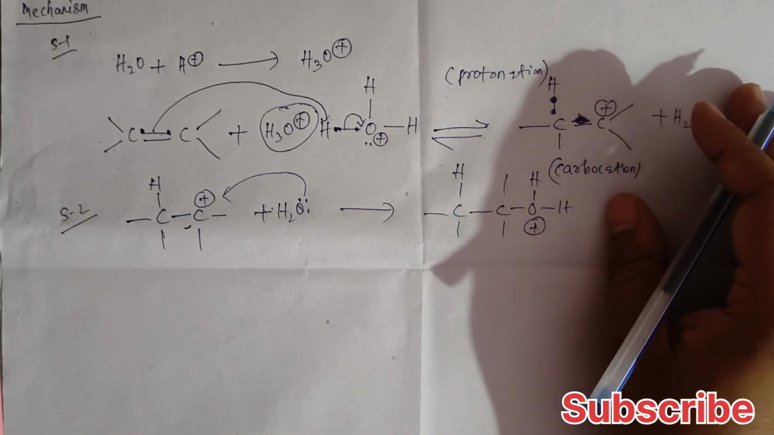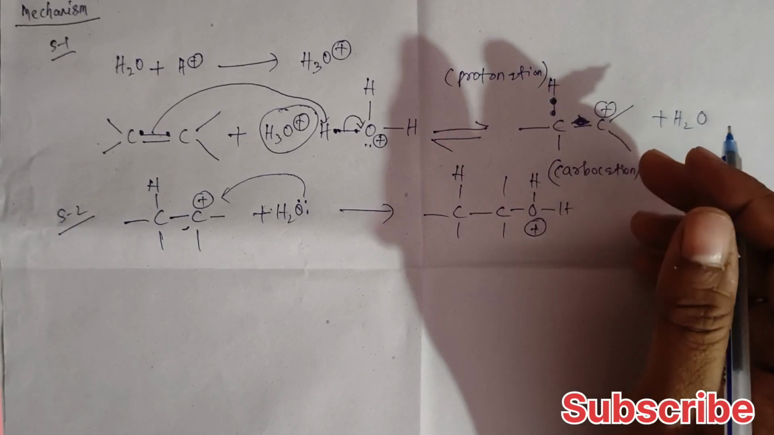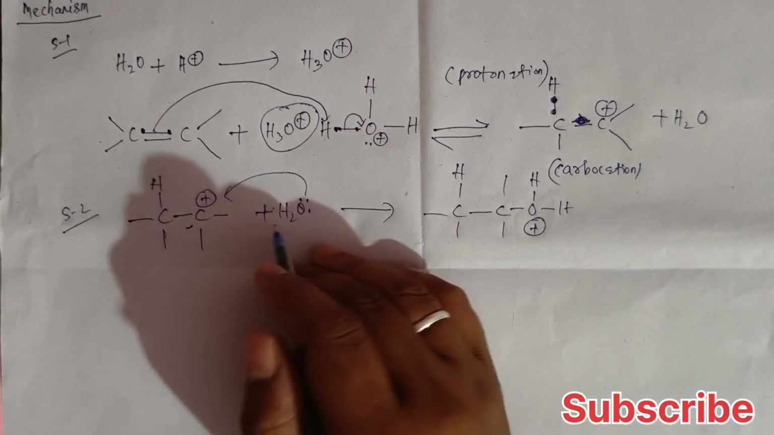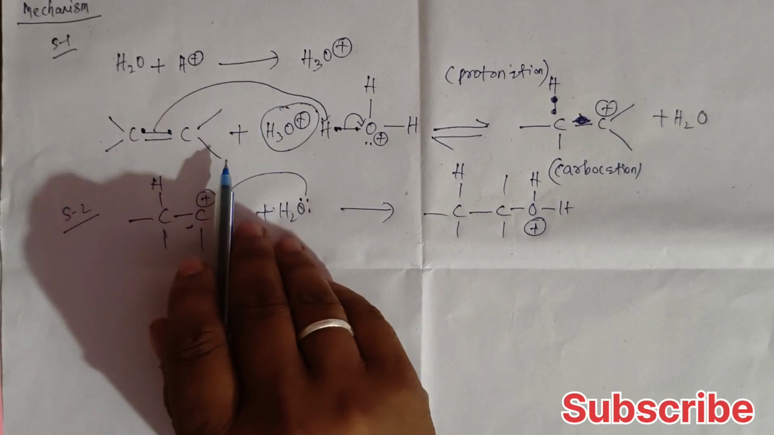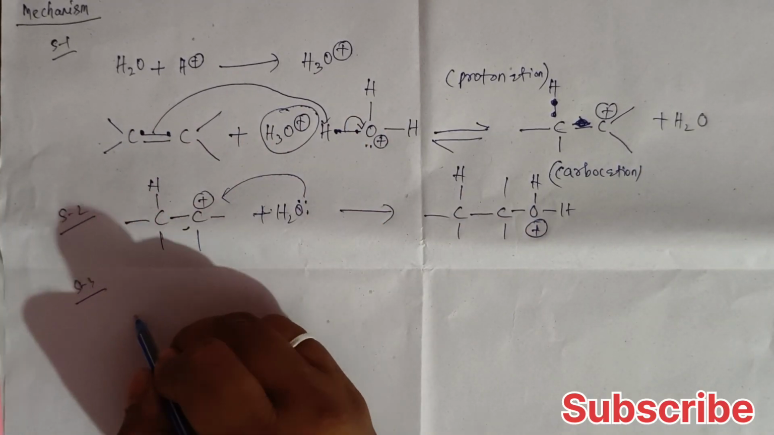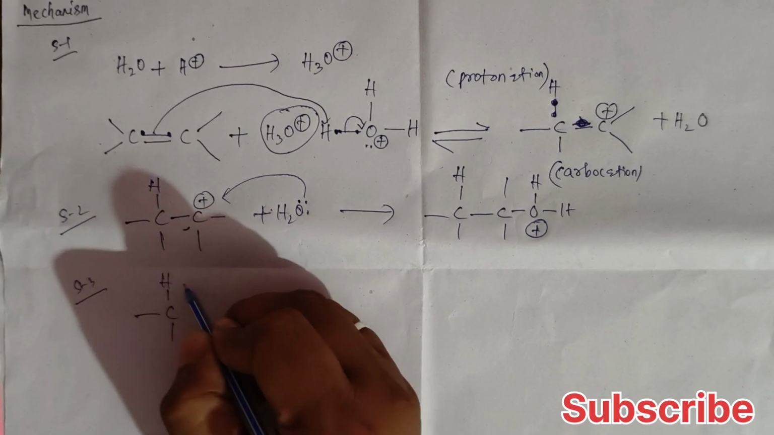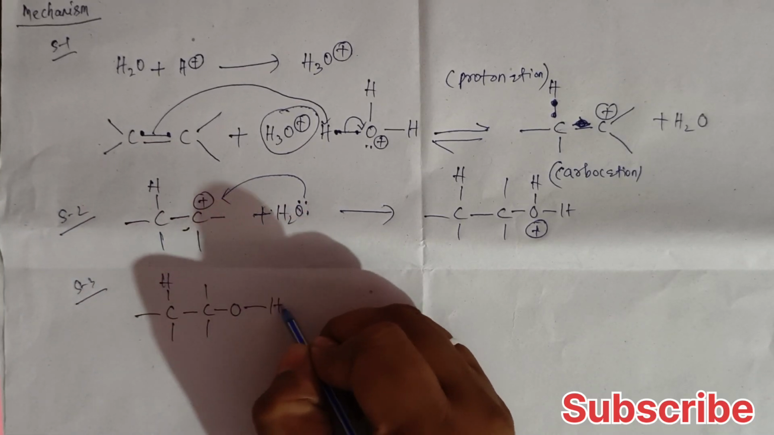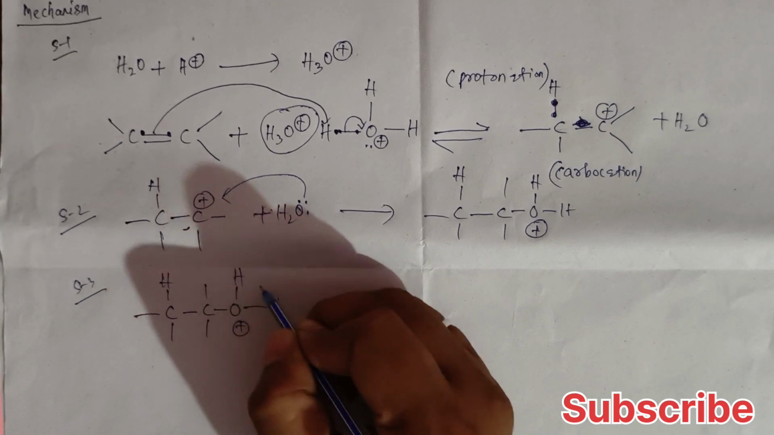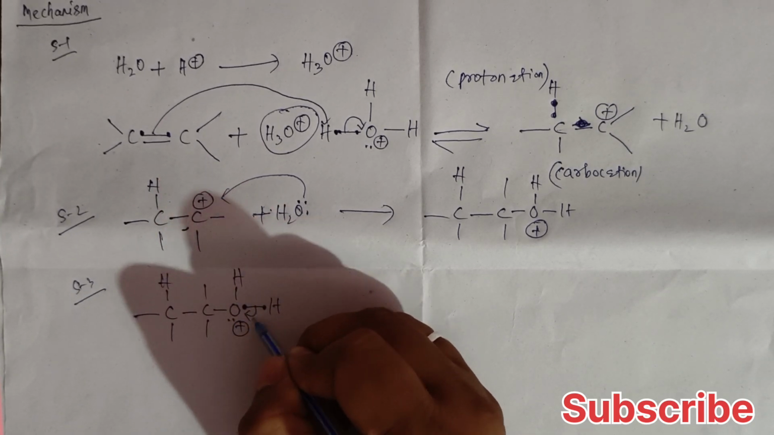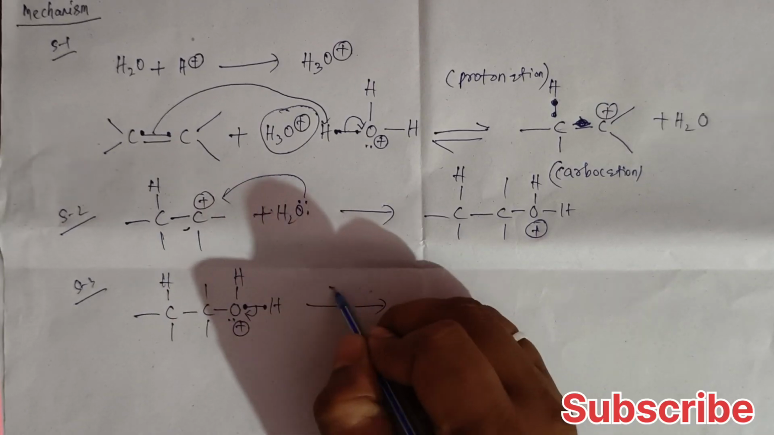Now deprotonation will take place. What is deprotonation? Removal of hydrogen. In the first step, H is added. In the last step, H will be removed. Step 3 says what? Step 3 will be like this: C double bond O, this is H, this is plus, this is H, and a lone pair will come because it contains a lone pair, so it attracts the lone pair and removes an H plus ion.